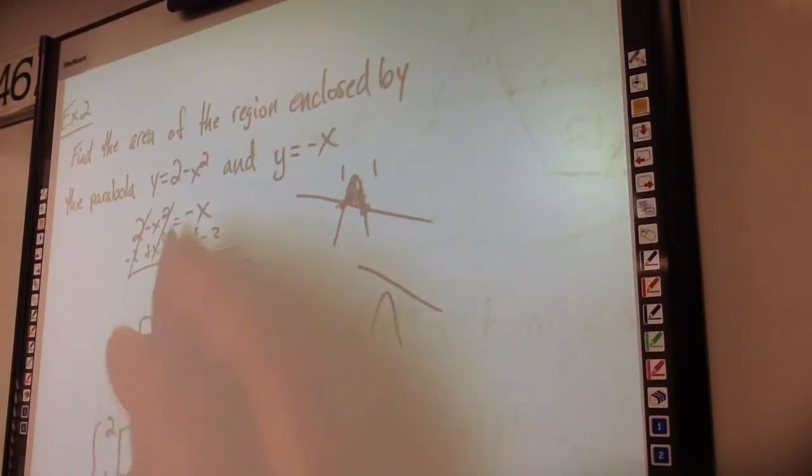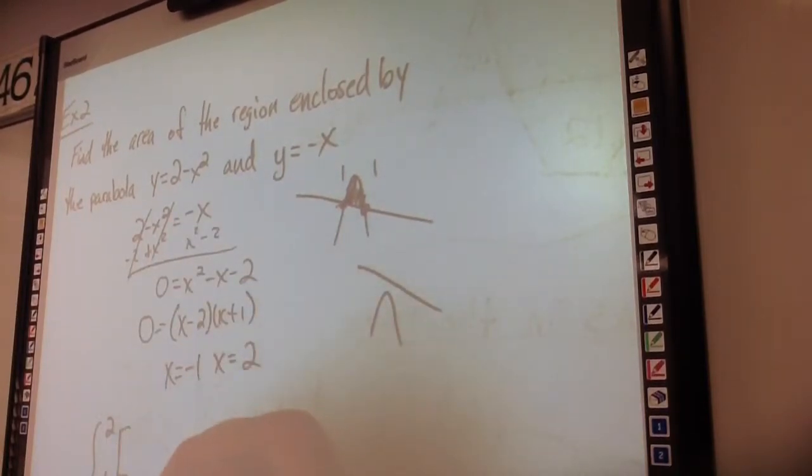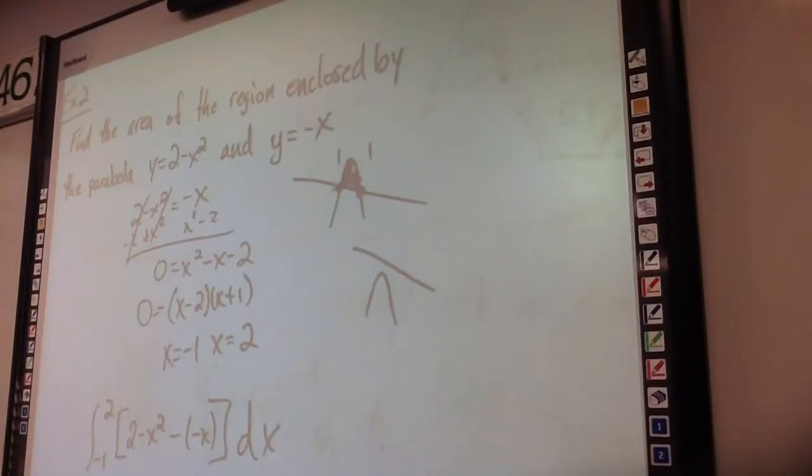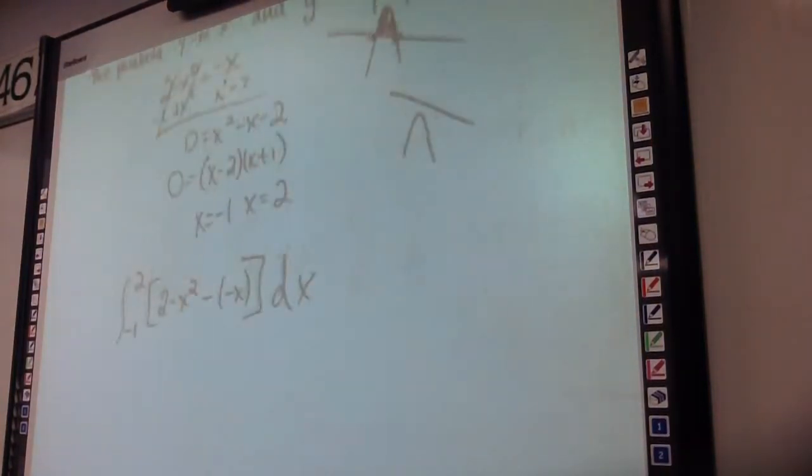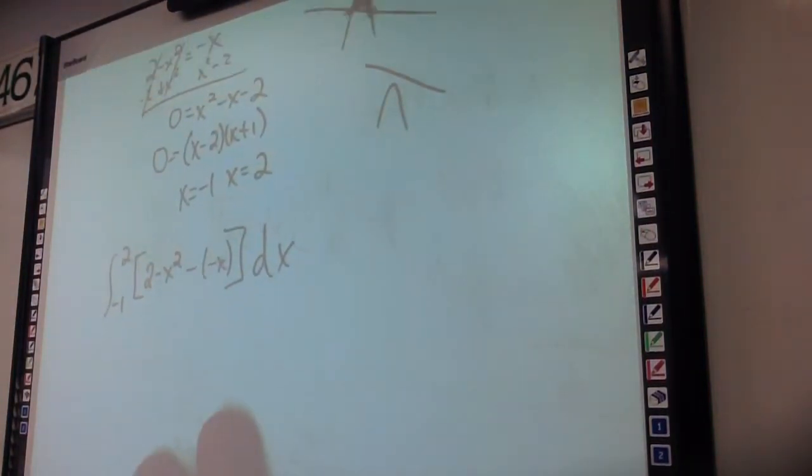So we integrate. The top one is the one that is first, right? So it's going to be 2 minus x squared minus negative x, plus x, and we just push dx. We're not using our calculator on this one. You have to put dx. You're integrating it.